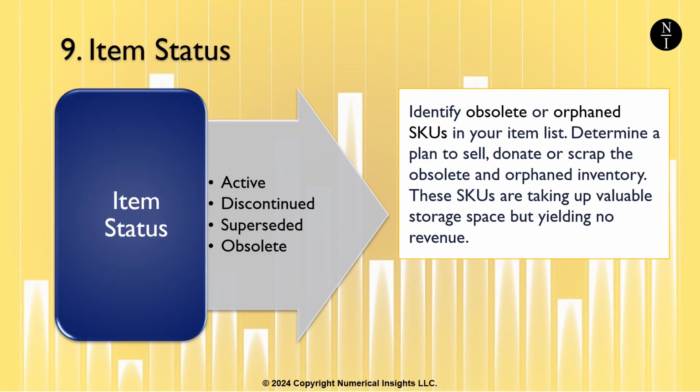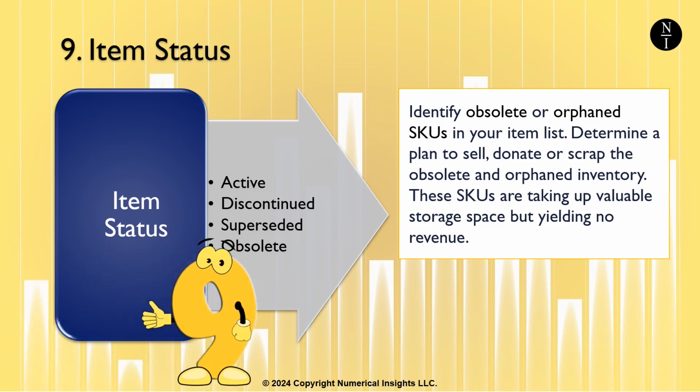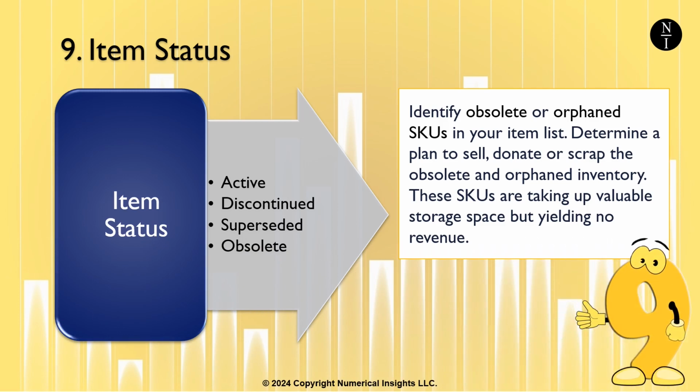9. Item status. It's important to identify obsolete or orphan SKUs in your item list. Over time, this data tends to go out of date. So determine a plan to sell, donate, or scrap the obsolete and orphaned inventory. These SKUs are taking up valuable storage space but yielding no revenue.